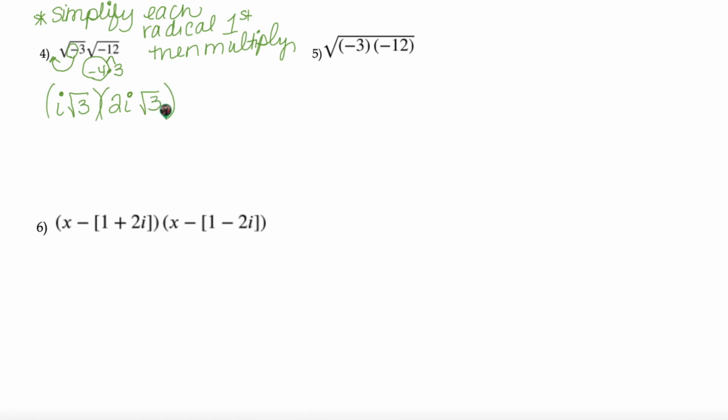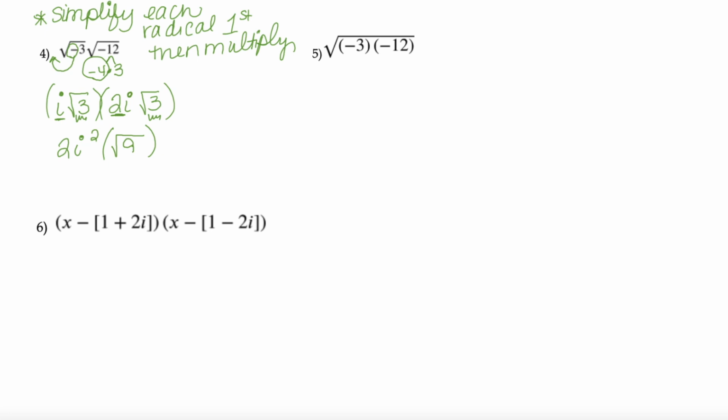Now we can multiply. Remember, when we multiply radicals, we multiply the outside values first. So 2i times i is 2i squared times the square root of 9. We multiply the inside of our square roots. 3 times 3 is 9.